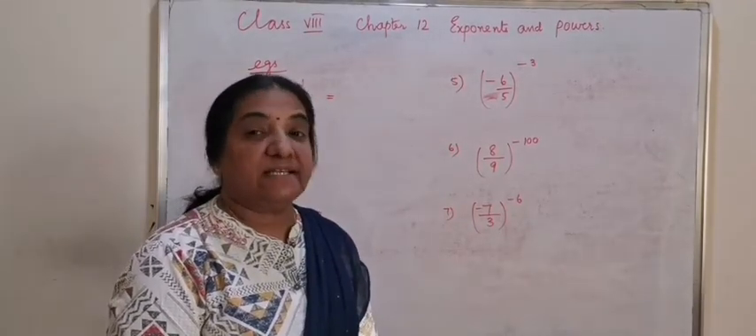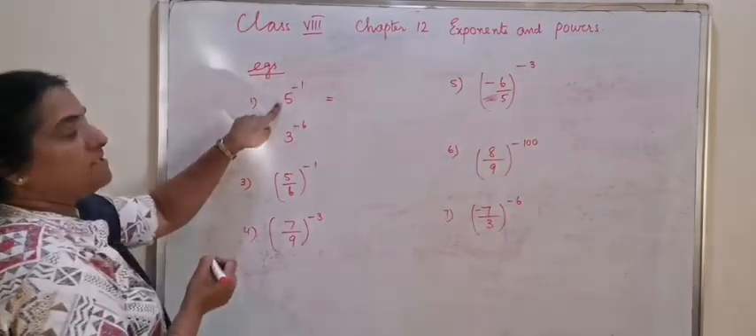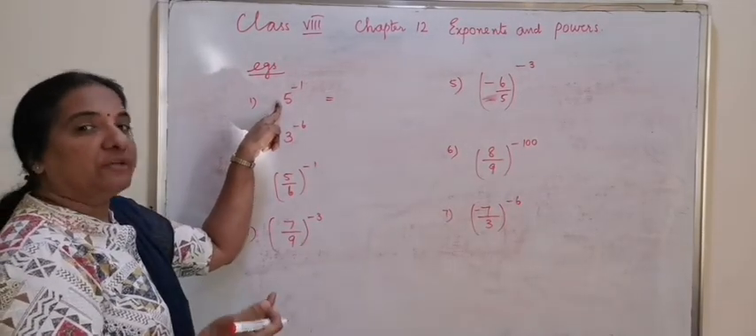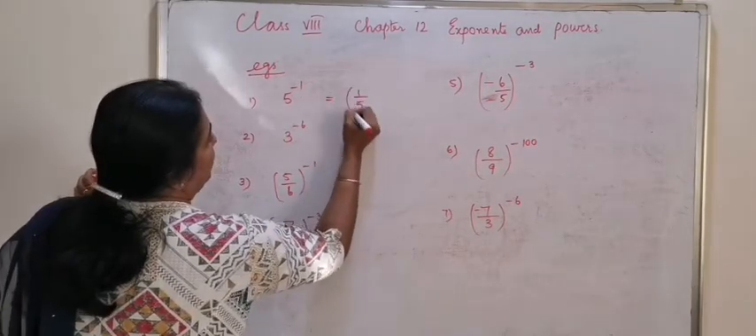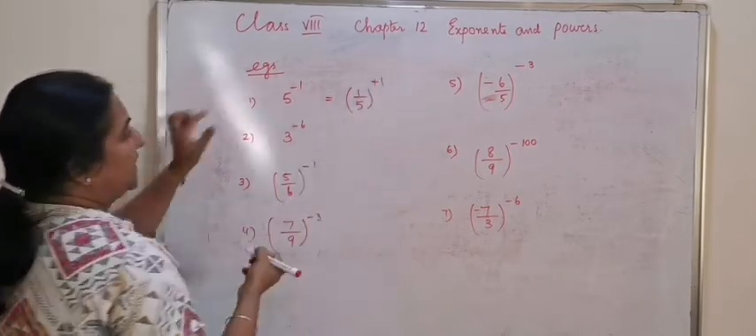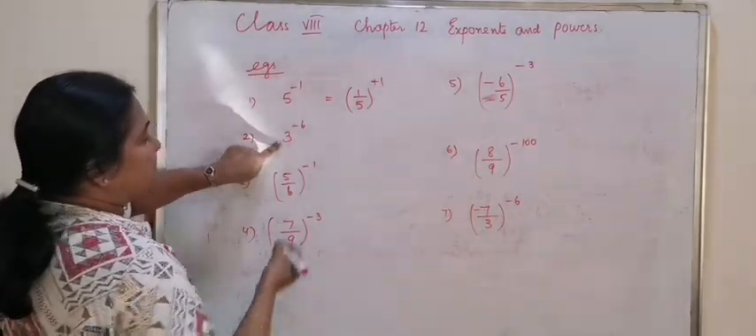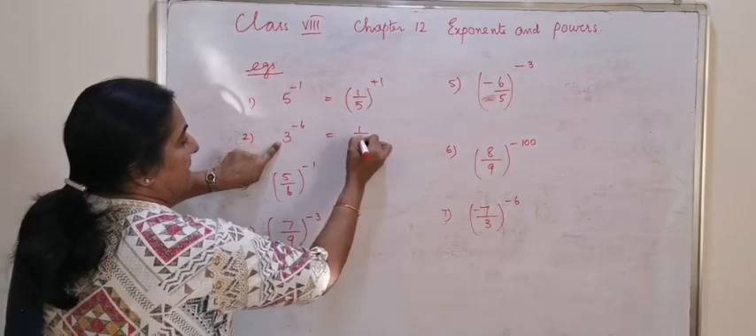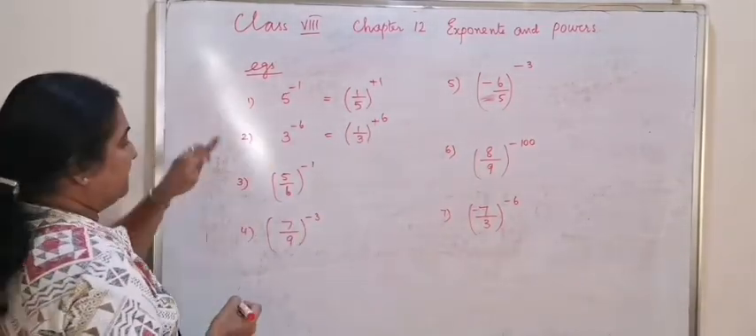You have to just take the reciprocal of the base. 5 to the power of minus 1, how do you convert? Its value will be very well the same as 1 by 5 to the power of positive 1. The base is 5, you have taken the reciprocal. 3 to the power of minus 6 is the same as 1 by 3 to the power of positive 6.